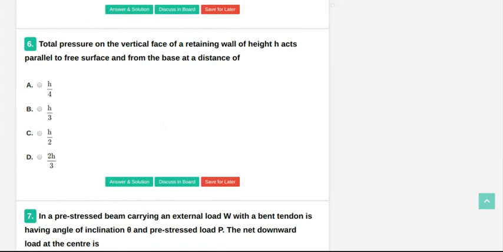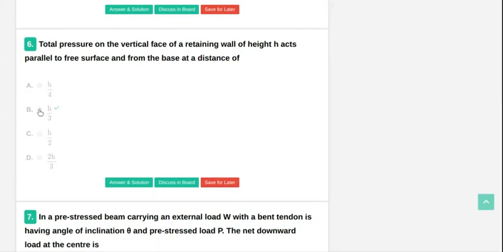Total pressure on the vertical face of a retaining wall of height h acts parallel to the free surface and from the base at a distance of h by 3.